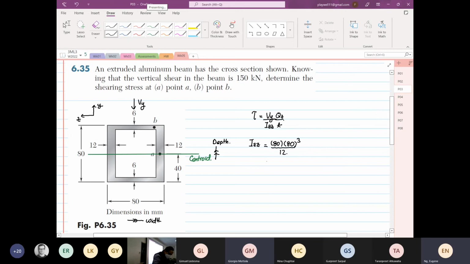So this over here is the outside square. Then I'm going to take out the center part, which has been removed. And you realize that the outside square and the inside square share the same centroid. So the width now is equal to 80 minus 12 minus 12. The depth now is 80 minus 6 minus 6, cubed, divided by 12. So this is the inside square.